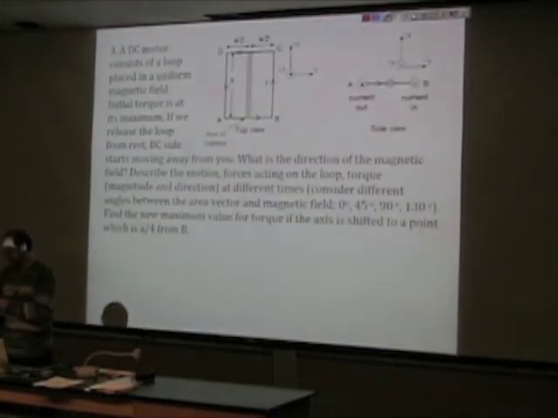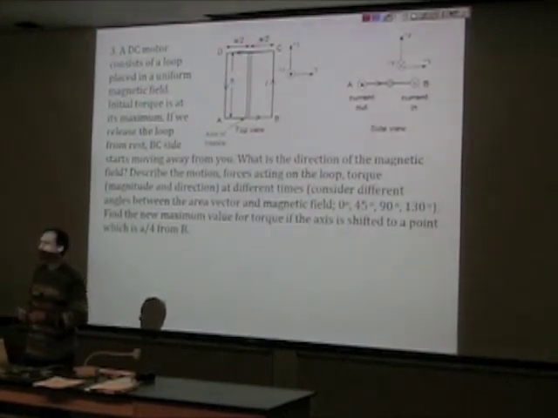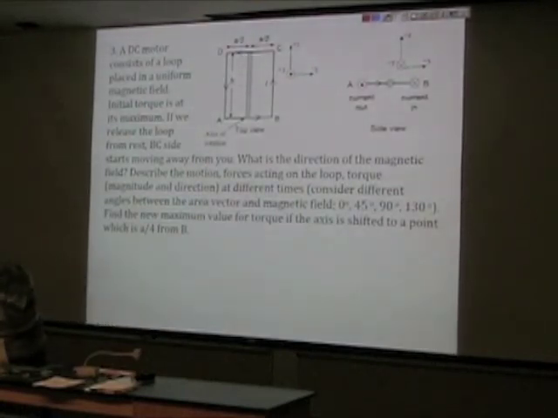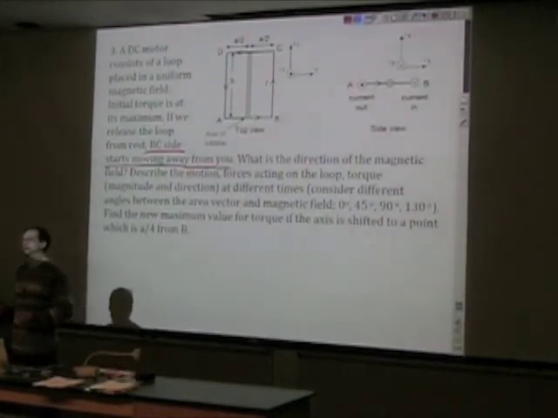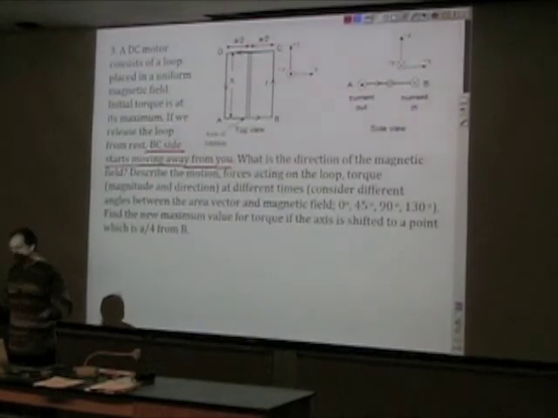And 6 more minutes. The last handout. It's basically exactly the same problem, but wording is a little bit more confusing. That's it. So if you read the problem, you have a loop, and BC side starts moving away from you. So what does it tell us about?